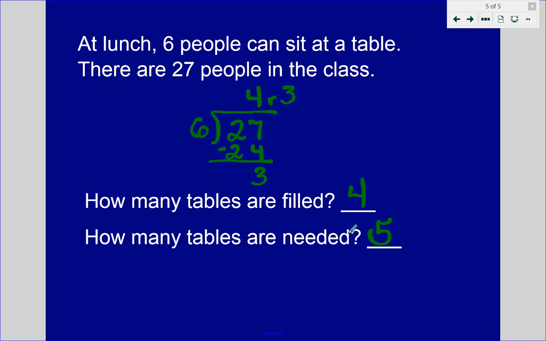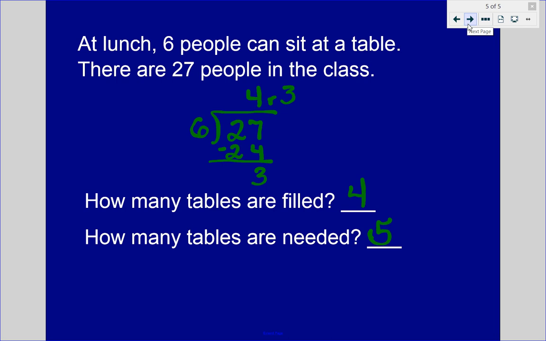So when you're thinking about that, when we use that division, sometimes that remainder will tell us that we need to add 1 more to that answer. And that helps us. It's not like we're going to say, oh, we're going to get rid of 3 people. They're just going to stand and eat. Okay.